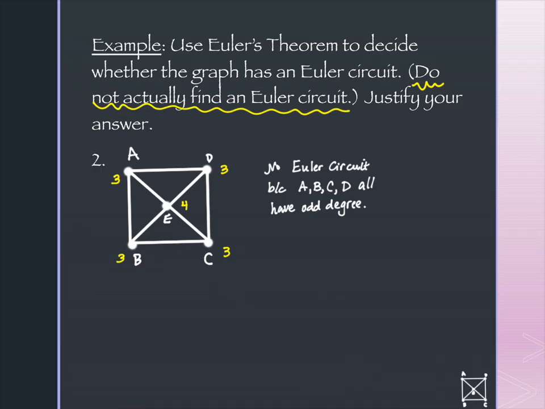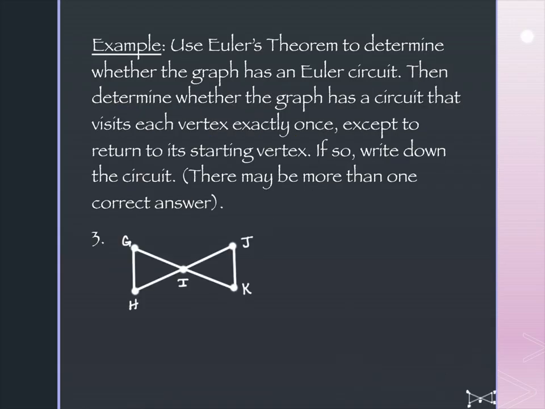All right, so that's one kind of a direction set where it just asks you to justify whether it does or it doesn't. Another kind of direction set can actually ask us to find one if it does. So this is an example of that. So this one's going to have us use Euler's theorem again to determine whether the graph has an Euler circuit. Okay, that's just like last time. Then it says, then determine whether the graph has a circuit that visits each vertex exactly once, except to return to the starting vertex. If so, write down the circuit. There may be more than one. Okay, more than one correct answer potentially.